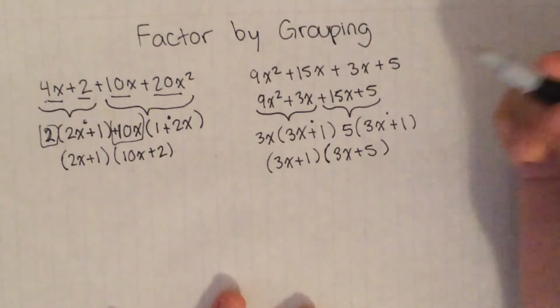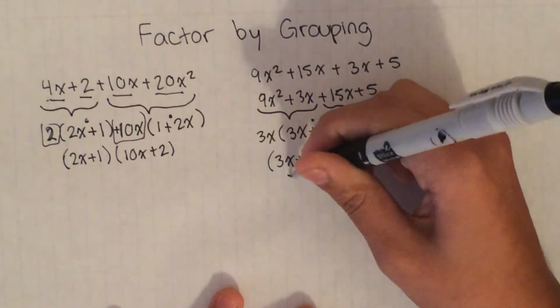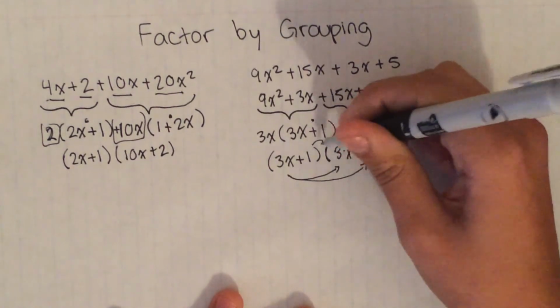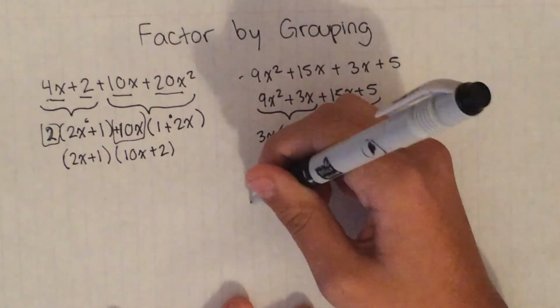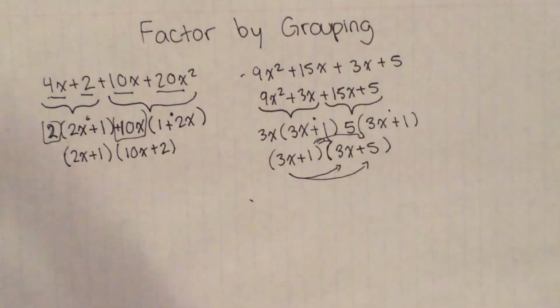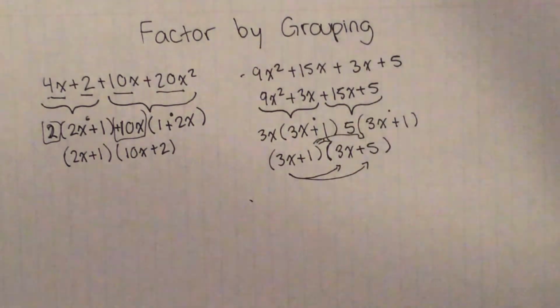And if you want to check if you got the right answer, you could just do expanding. Because if you get the same answer you had before up here, then you did it correctly. And that's basically all for factor by grouping.